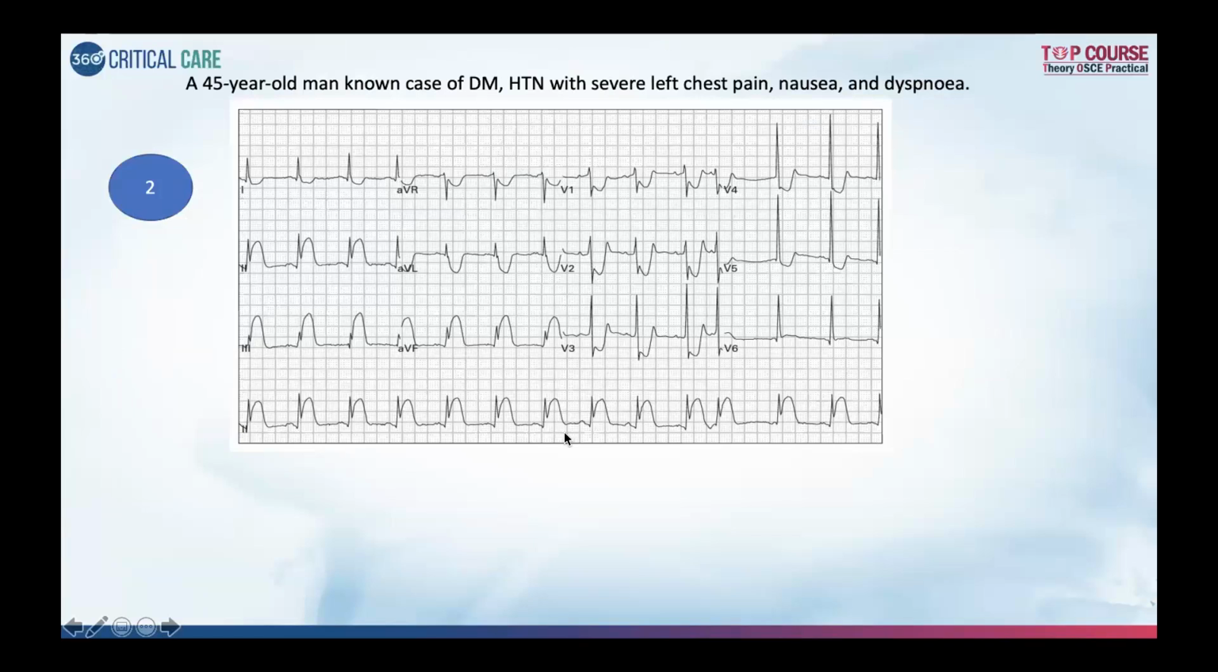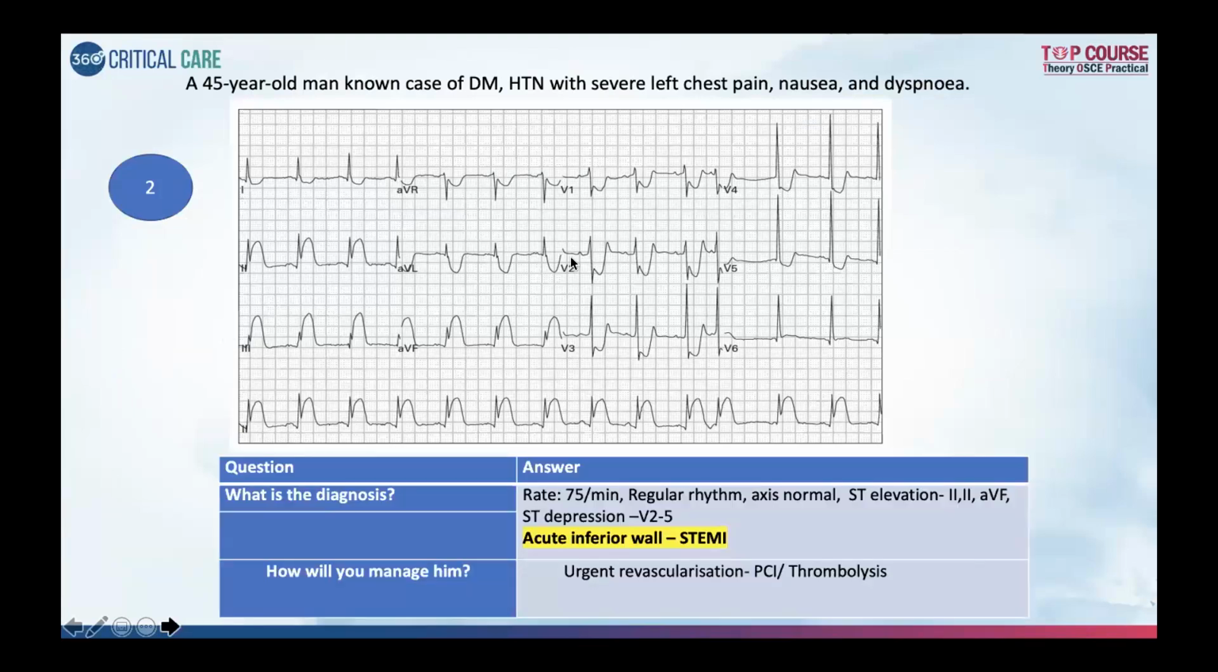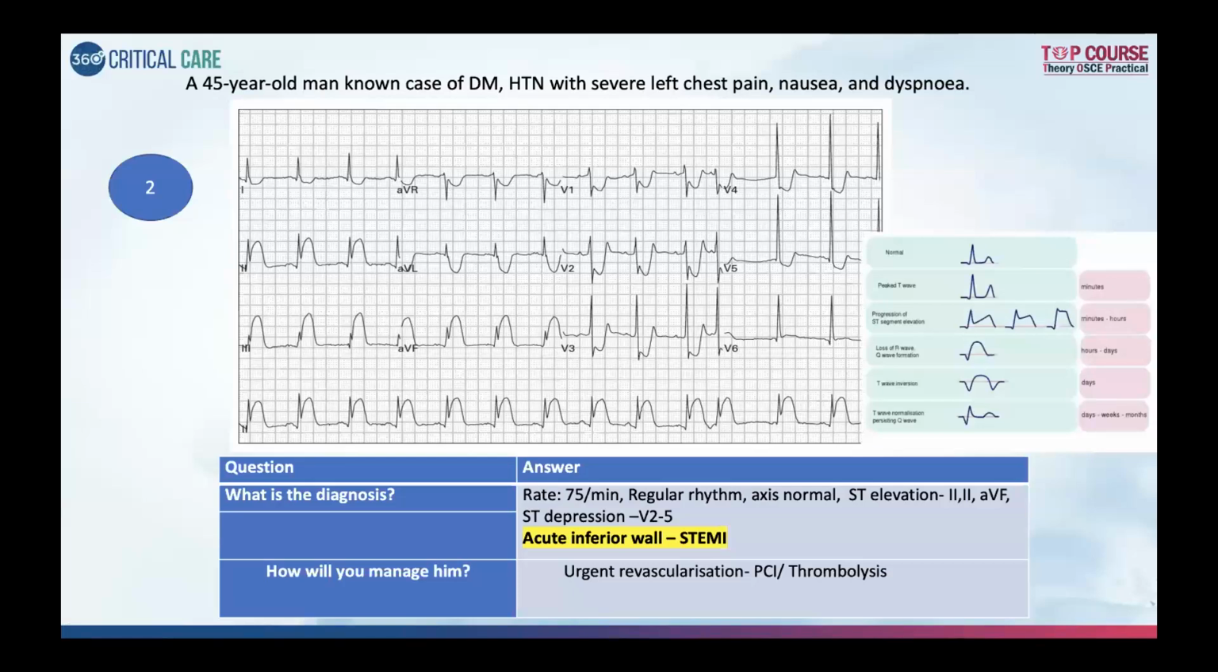Some of them I have mentioned it. So this is a ST elevation MI, which is involving the inferior leads. So always, even if you know the diagnosis, just go stepwise. Rate, rhythm, axis is normal, ST elevation in lead 2, lead 3, AVF, and ST depression in V2 to V5. It's an acute inferior wall MI, okay, with an ST elevation MI. So how will you go ahead and treat this? Urgent revascularization, PCI or thrombolysis.